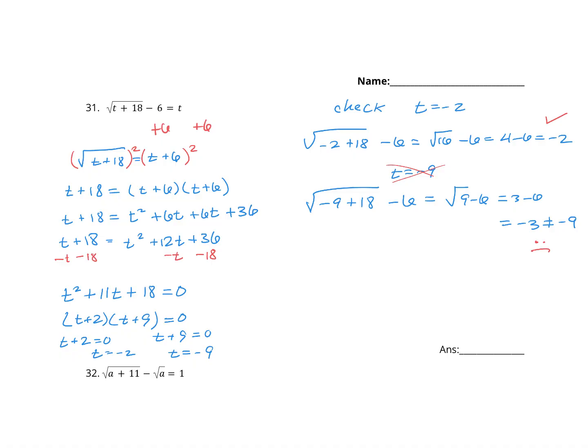The one good answer we got this time is t equals negative 2. And again, remember, it's possible to have both numbers not work or both numbers work as well. There's no rule that says which ones are going to be good and bad. You just have to substitute them in and try it out. All right, so let's move on to the next problem.